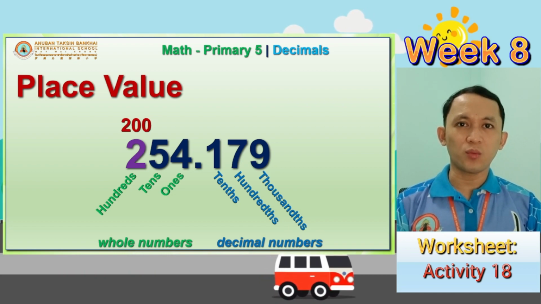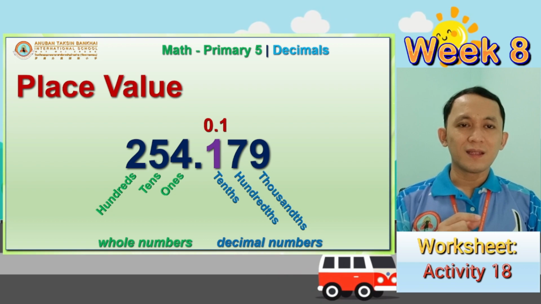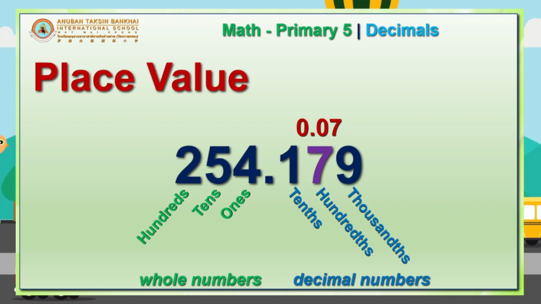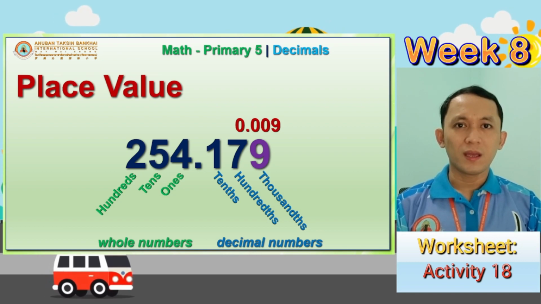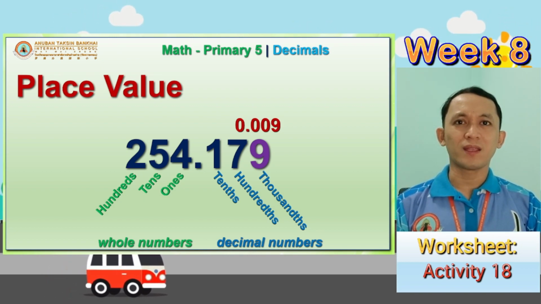Now, on the right side, we have the decimal numbers. We have 1 tenth, so that is 0.1. We have 7 hundredths, that is 0.07. And we have 9 thousandths, that is 0.009.